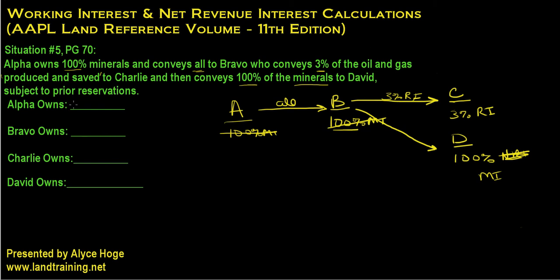Okay, so what does A own? Well, A conveyed all to B, so Alpha now owns 0. What does Bravo own? Well, Bravo conveyed a royalty interest to C, and then he conveyed 100% to D, so B also owns 0. Charlie owns this 3% royalty interest.